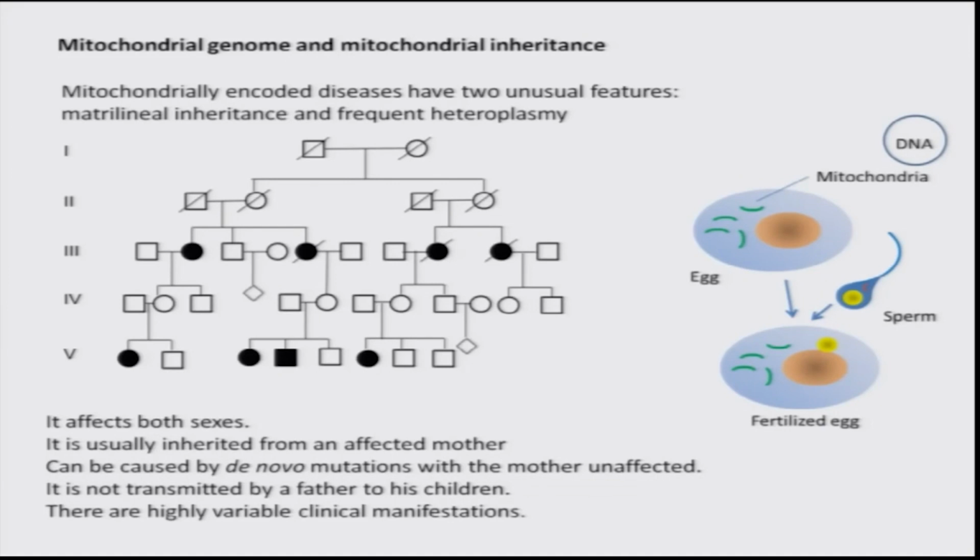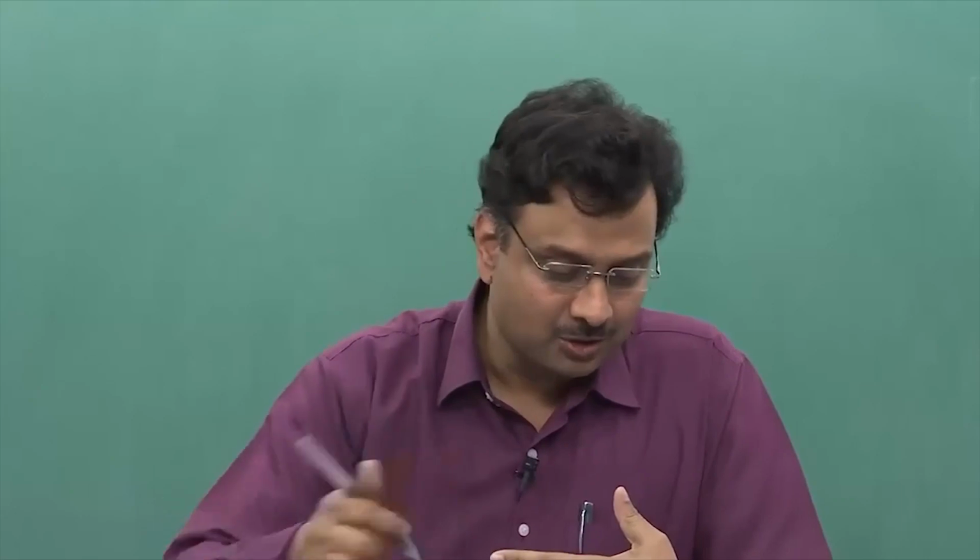It is not transmitted by the father, as I told you; the father does not contribute to the mitochondria that are there in the embryo. These have highly variable clinical manifestations. The reason being, you could have differences in the number of mitochondria that have the defective DNA. If the majority of the mitochondria have defective DNA, you are going to show a phenotype which could be severe. Only if 10% of the mitochondria carry the bad DNA, your symptoms could be very mild. So, you would have variations in the manifestation. That is what is called heteroplasmy. That is the term that is shown on the top, right.